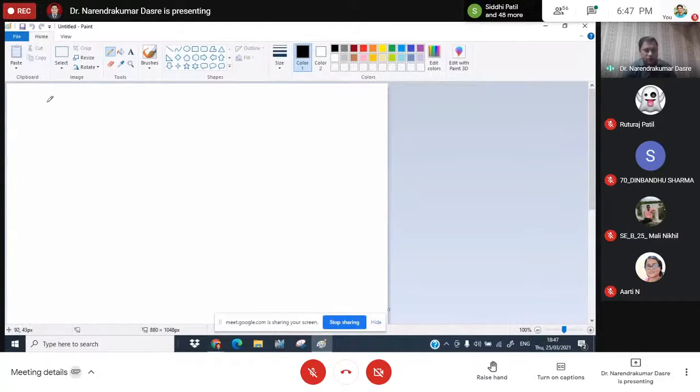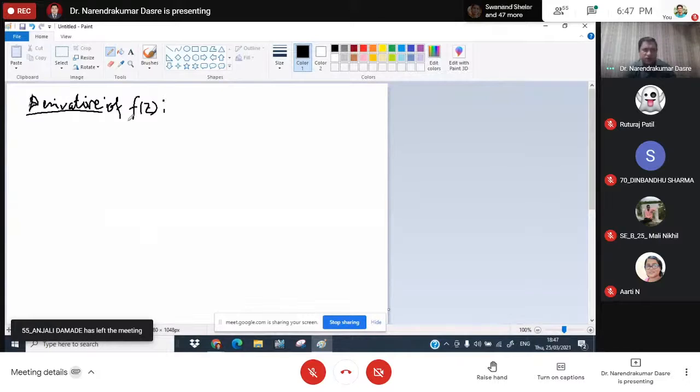Continuity we got, limit we got. Now we have to define differentiability. So we can go for the derivative, precisely the derivative of f of z.